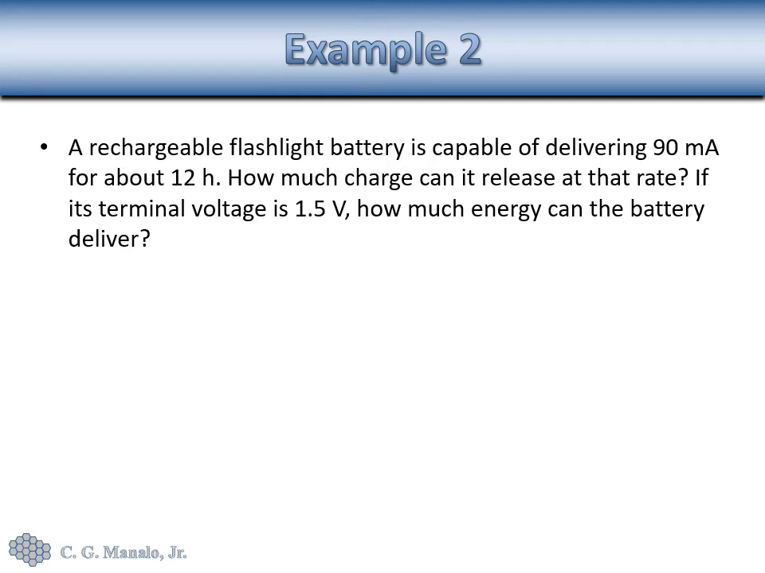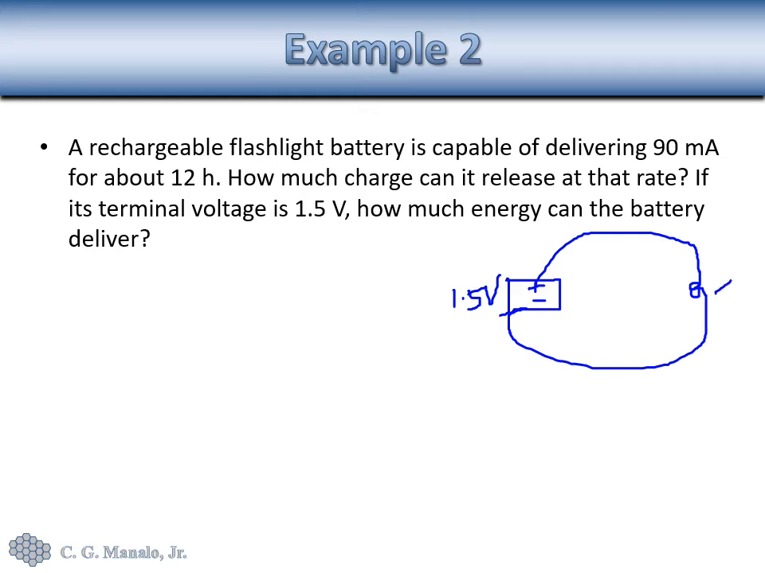So let's have another example. Let's say we have a battery. Now a battery has a specific polarity, and let's say this is 1.5 volts, and this battery is connected to a lamp. So here this is the lamp, and it can deliver, according to the problem, 90 milliamperes for 12 hours.